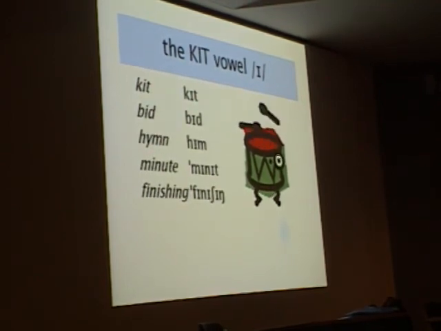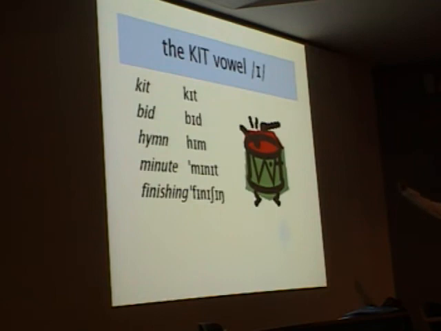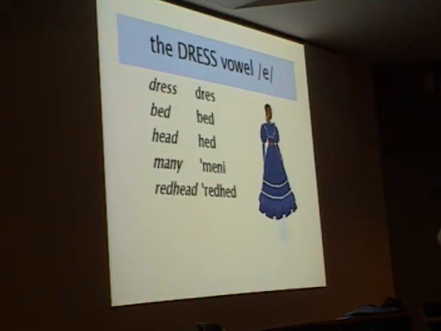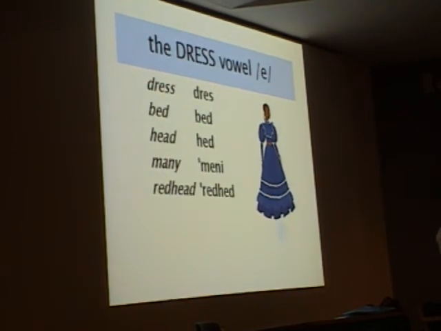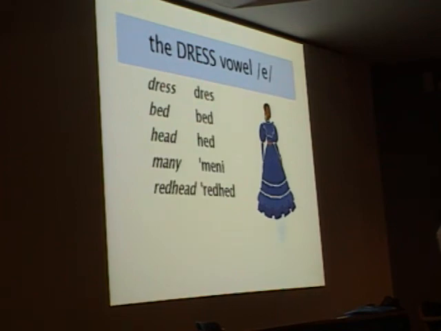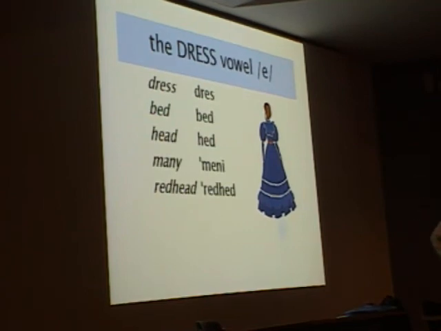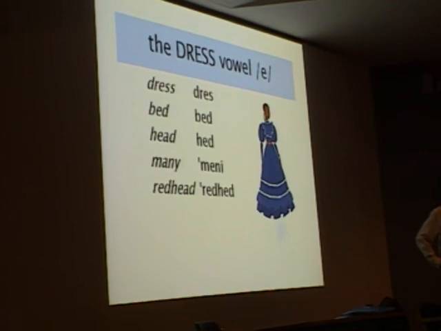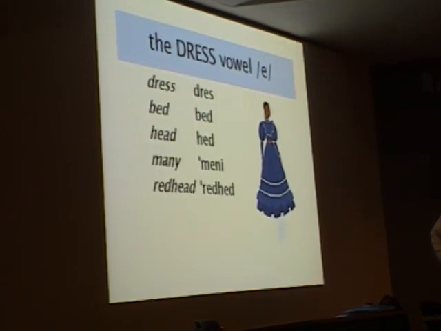So first of all, we've got the short vowel I, the kit vowel, which comes, as you can see, in the words kit, bid, in, minute, finishing, and there is a drum kit animating away. Second vowel is the E of dress, as in dress, bed, head, many, redhead. And as Mr. Ashby said the other day, note also the different possibilities of spelling, because many of our vowels can be spelt in a variety of different ways, and all of our vowel letters can be interpreted in a variety of different ways.